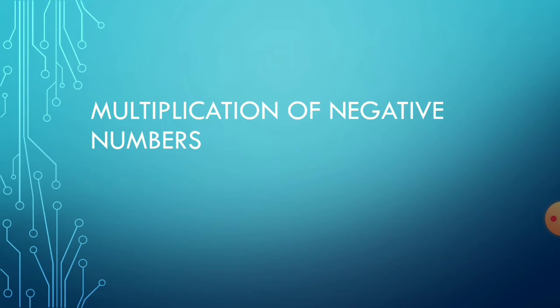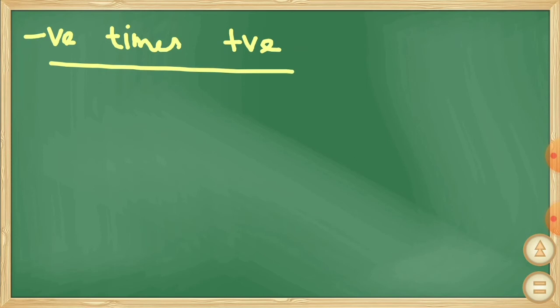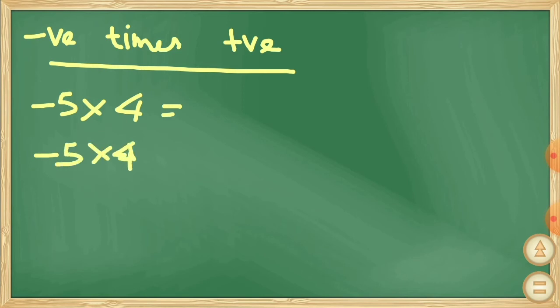So let's take an example and understand how negative times positive becomes negative. Our example is minus 5 into 4. In elementary classes we have learned that multiplication is nothing but repetitive addition.